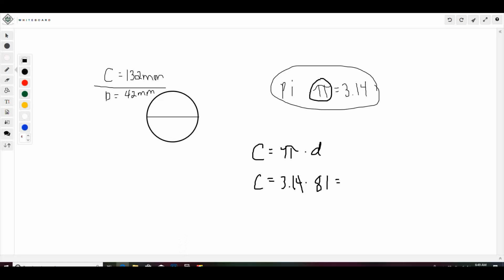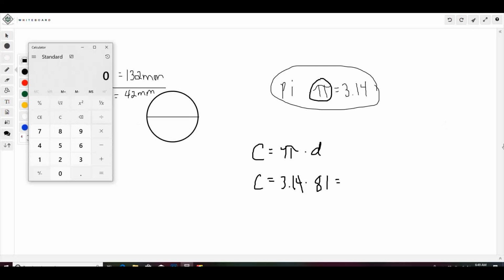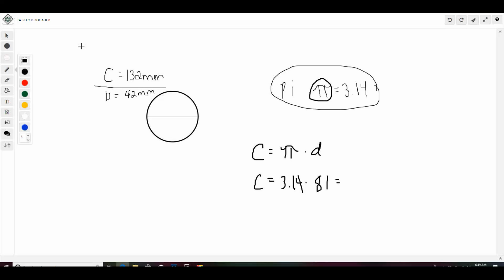So then, of course, on your calculator, you're going to calculate 3.14 times 81. You're going to get 254.34. And that's where they put there. And that's feet. Now, it's not square feet because you're not going to measure a circle using squares.